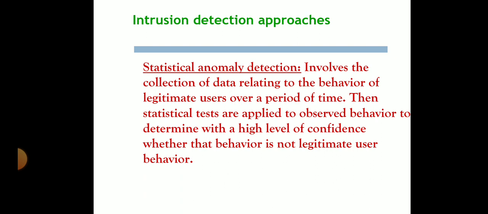In statistical anomaly detection, we collect all the data related to the normal behavior of the legitimate users over a period of time. If the behavior of any user deviates from the legitimate user's behavior, we can find out that he is an intruder. So by using behavior we can find it out. That is called statistical anomaly detection.